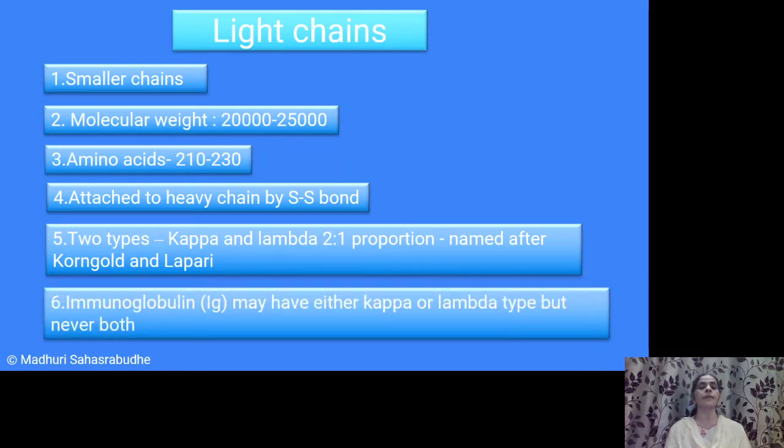These immunoglobulins may have either a kappa type or lambda type of light chains but never both. Meaning, in a given immunoglobulin, there are either two light chains of kappa type or two light chains of lambda type, but it will never happen that one is kappa type and one is lambda type. So we have to remember that an immunoglobulin has either kappa or lambda type of chains.